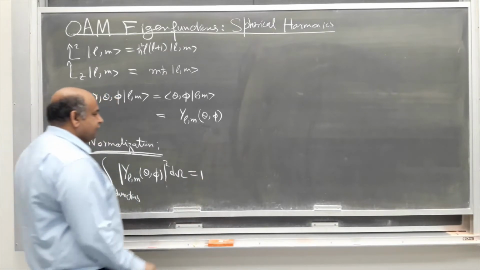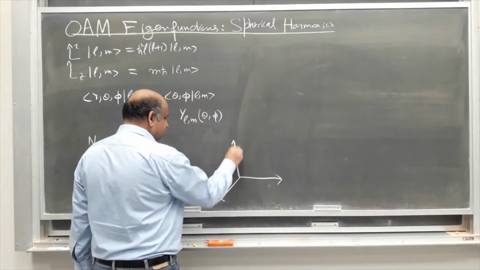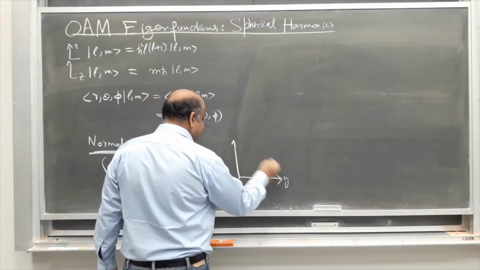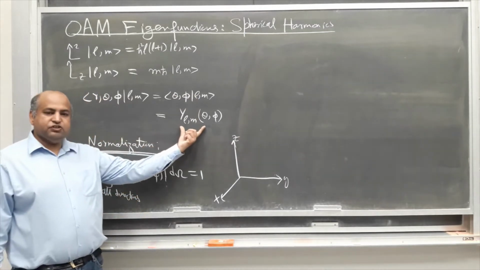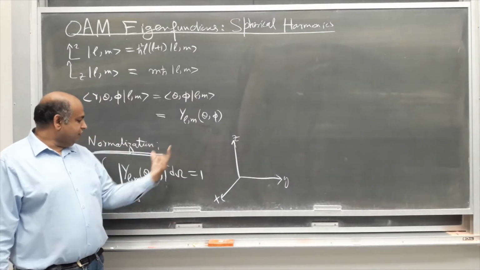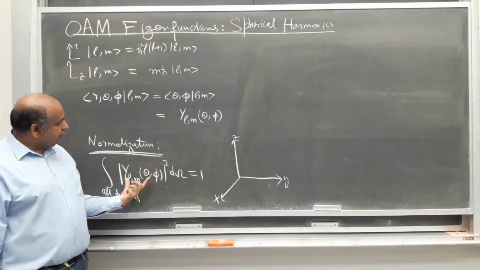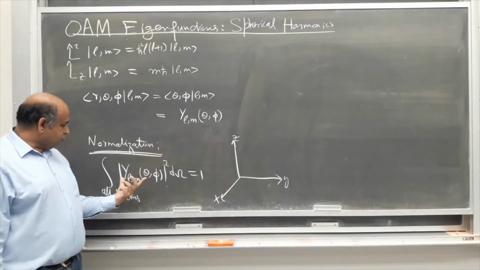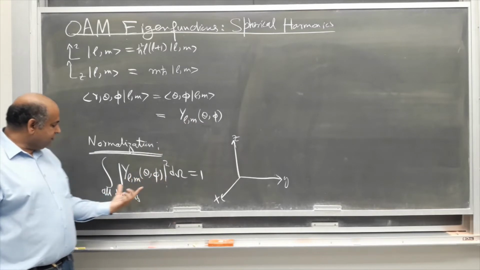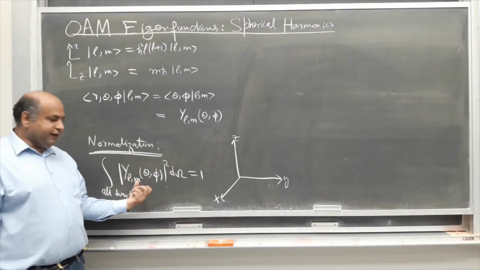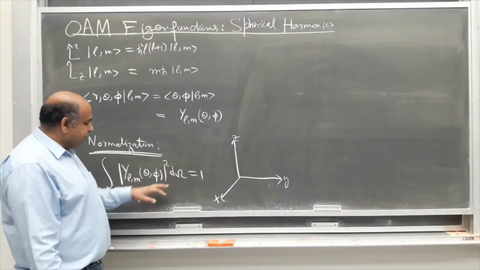Which means that if, let's say, I take this coordinate system here, and this represents the wave function of a particle, then this is the probability density as a function of theta and phi. So what we are saying here is that the probability of finding the particle in all directions must be equal to 1. This d omega is the solid angle.